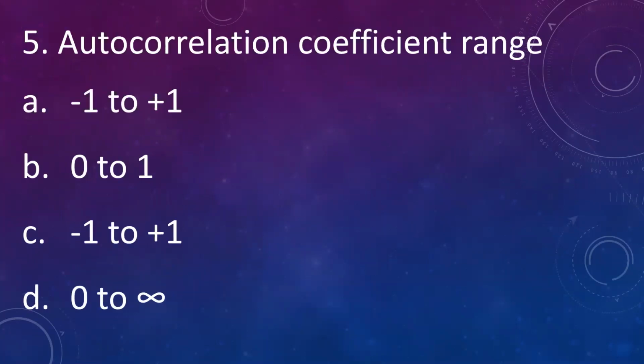The next question is, autocorrelation coefficient range is A. -1 to +1, B. 0 to 1, C. -1 to 0, D. 0 to infinity. Answer is A, -1 to +1. As with the correlation coefficient, the range of the autocorrelation coefficient is also -1 to +1.